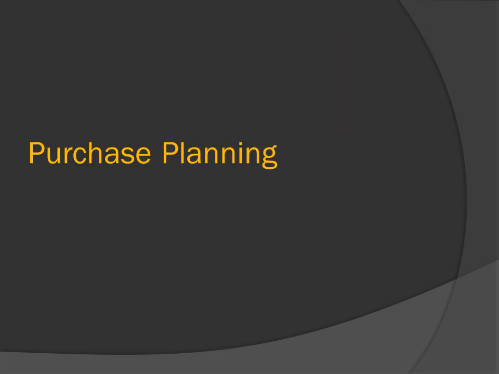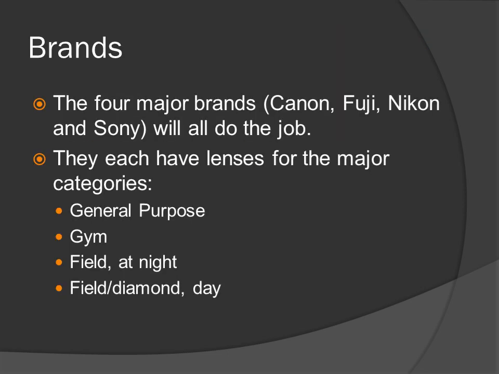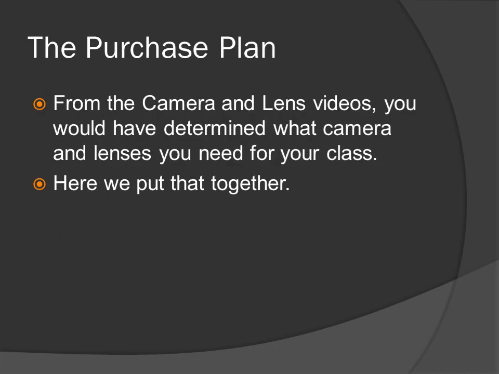Purchase planning. Brands: the 4 major brands, Canon, Fuji, Nikon, and Sony, will all do the job. They each have lenses for the major categories: general purpose, gym, field at night, field/diamond during the day. The purchase plan: from the camera and lens videos, you would have determined what camera and lenses you need for your class. Here we put that together.